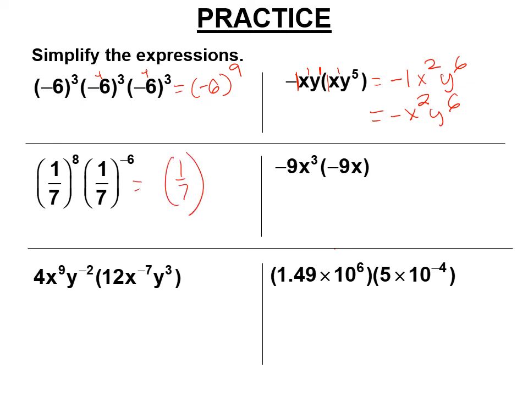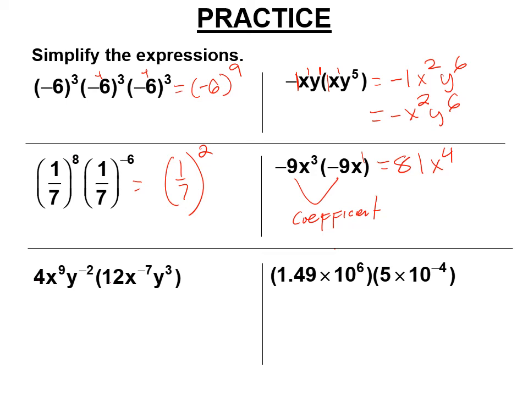Parentheses around fraction bases. 8 plus negative 6, 2. That's 1/7 squared. Again, negative 9s are coefficients, so they actually get multiplied. Negative 9 times negative 9, positive 81. X cubed times x, x to the 4th. 81 x to the 4th.